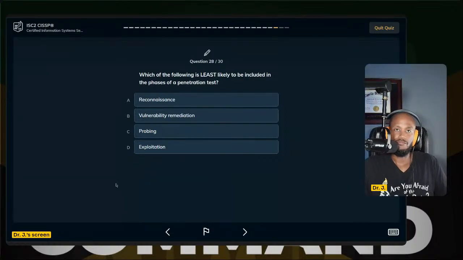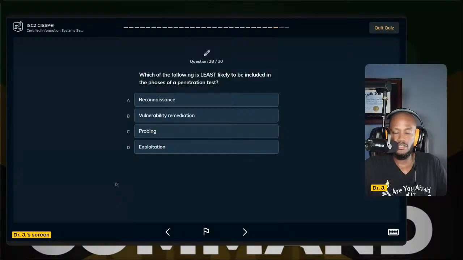Which of the following is least likely to be included in the phases of a penetration test? Didn't we just have this? There's no lessons learned in this one. So exploitation, well, least likely to be included. As we know from previously, reconnaissance is included.